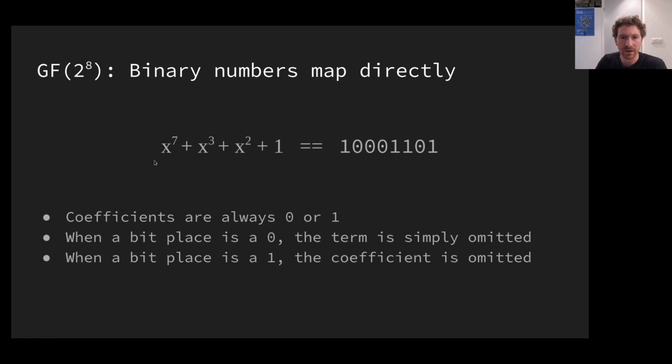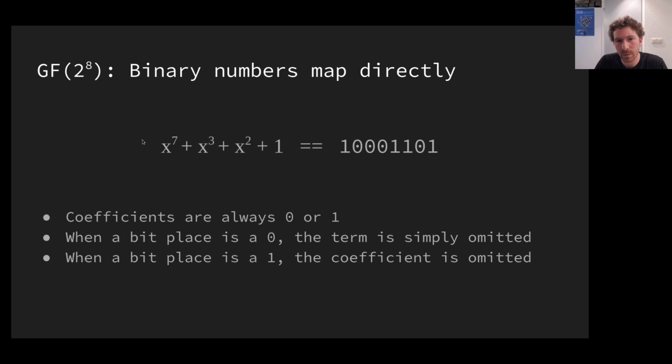Something to note here is that we don't have these constants alongside every term, except for the end. That is because the coefficients are always either 0 or 1 in this Galois field. By default, the only things that really make sense are having a coefficient of 1 or having a coefficient of 0.